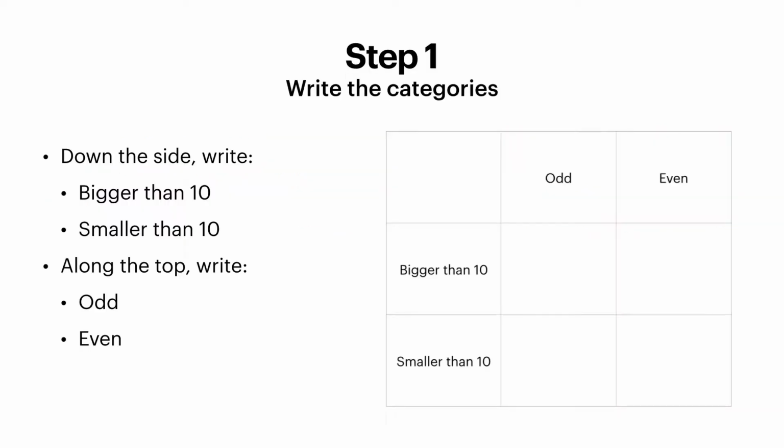First of all, you'll need to write the categories on your Carroll diagram. So down the side, in the side boxes, you're going to write bigger than 10 in one box and smaller than 10 in the other box. Along the top, you're going to write odd in one box and even in another box.